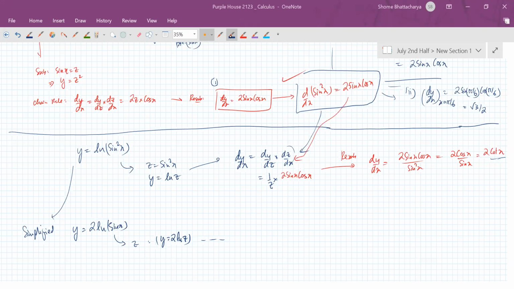So that simplified expression which you wrote down is that y is equal to 2 ln sin x. Remember in the previous step how we had done ln sine square x? It was written as 2 times ln sine x.